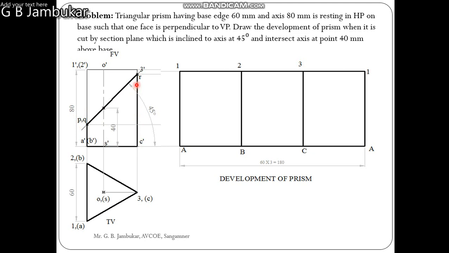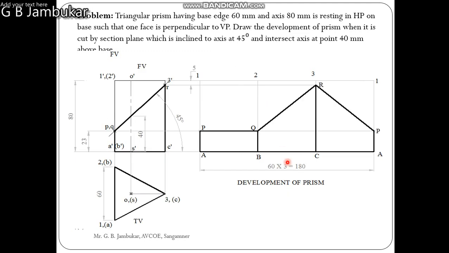Now R is the point at which the section plane intersects edge 3C. So draw the projection of R on C3 over here. So we get point P, point Q, point R, and point P again on the same line A1 at the other end of the rectangle. Then draw a smooth line passing through all the points to complete the development. Now this is the required development of the prism.